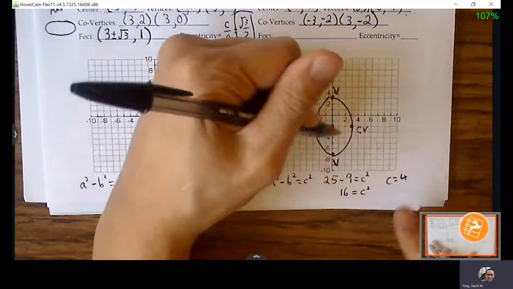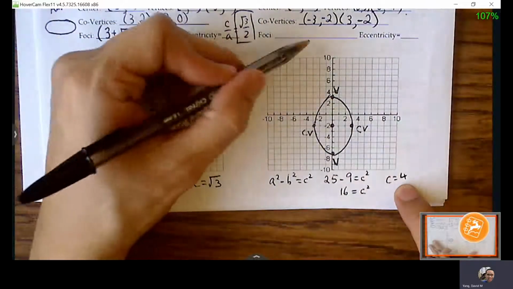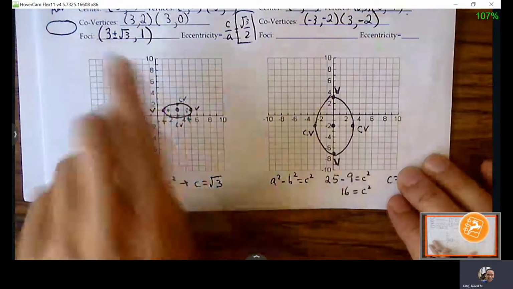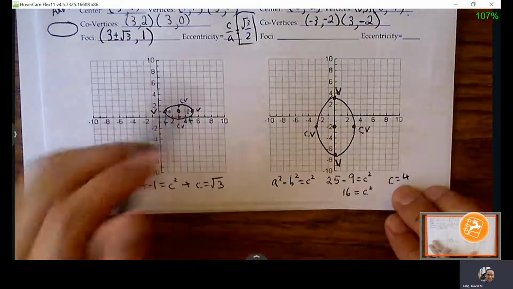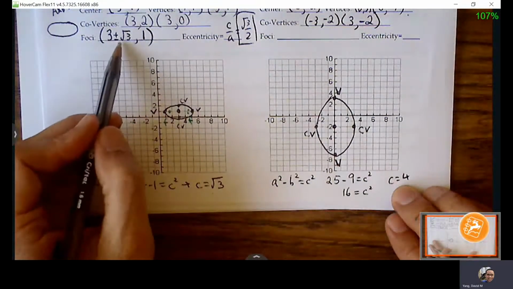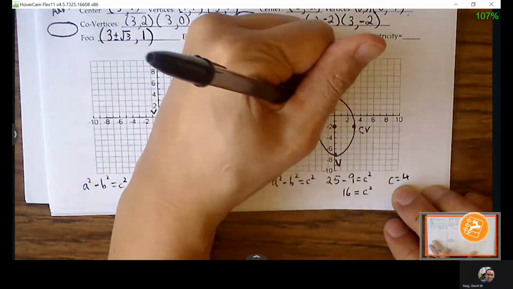So 4 units. In this case, looks like we're getting an easy number to plot, so we'll just go ahead and identify those points. But if it's a radical, then typically we just write it this way, so we don't have to represent it with decimals. But here, we should be able to plot these easier.